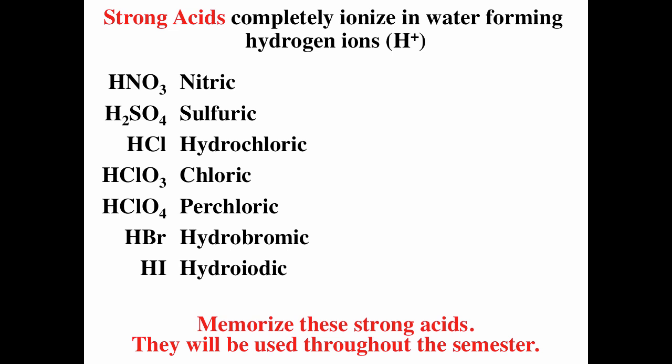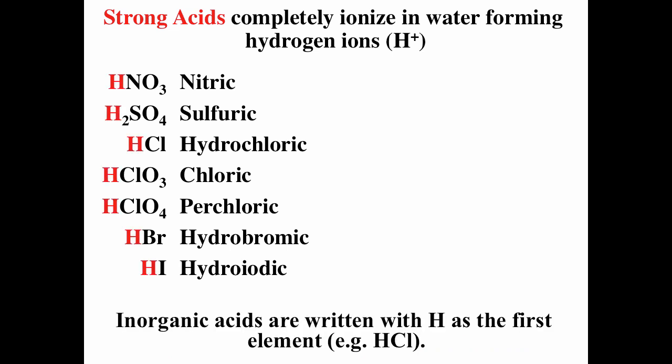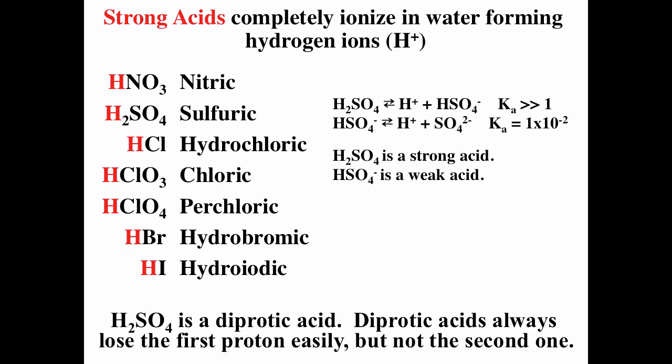Now there are 7 common strong acids: nitric, sulfuric, hydrochloric, chloric, perchloric, hydrobromic, and hydroiodic. These are all inorganic acids, and inorganic acids have the hydrogen written in front. You should also notice that H2SO4, sulfuric acid, is a strong acid because that first hydrogen comes off easily. After you take off one hydrogen from the sulfuric acid, you have HSO4 minus. Removing the second hydrogen from HSO4 minus becomes more difficult. And so H2SO4 is a strong acid, HSO4 minus is a weak acid.